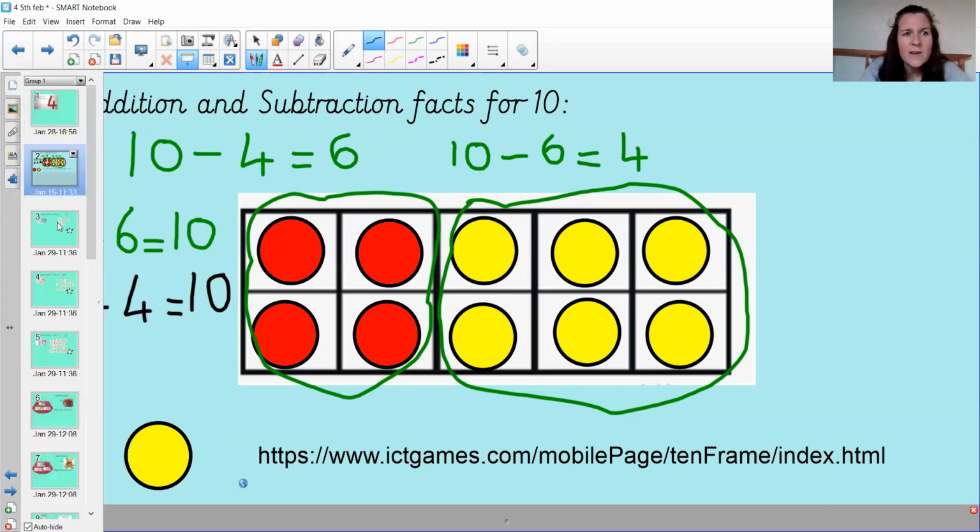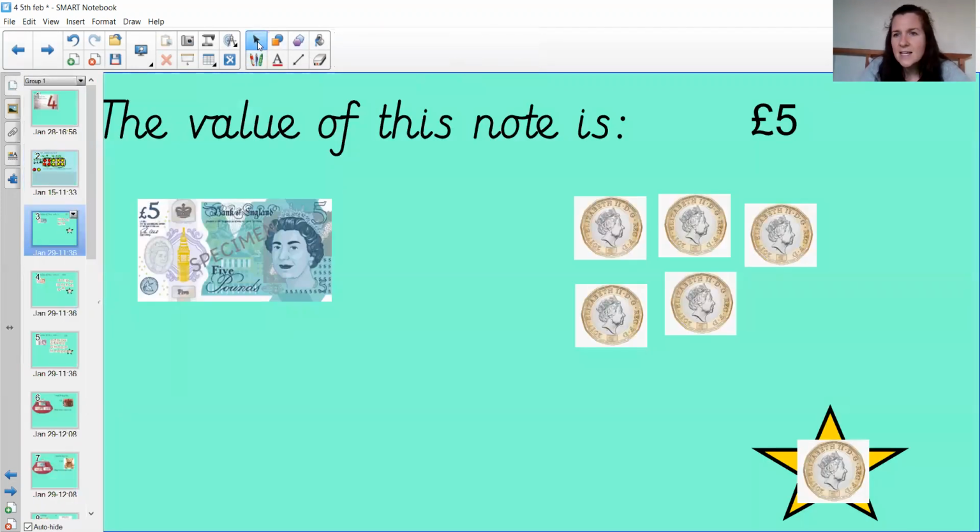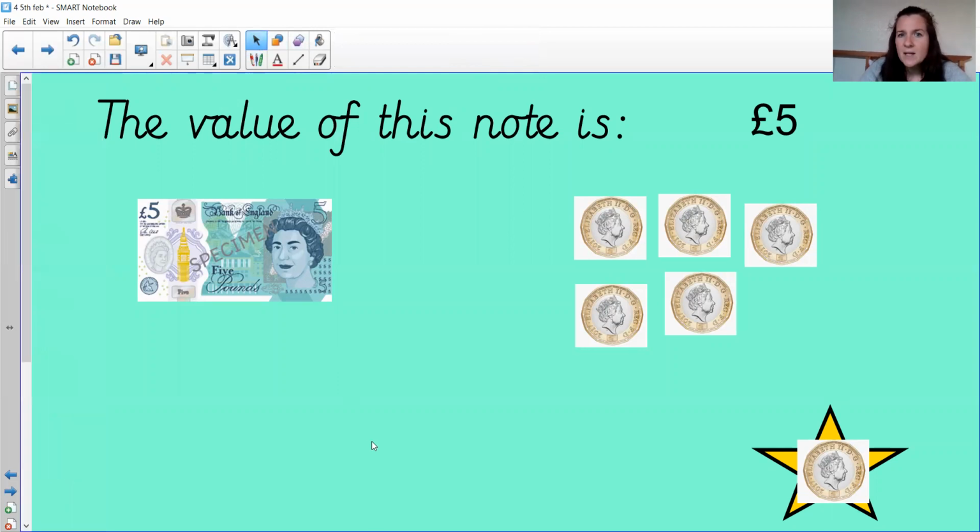Okay, right. So moving on, as I said, it's session 4 of money. What we're going to think about today is the value of our notes. What does that mean? Because yesterday Miss Osa talked to you about recognizing notes and what the different notes were. And today we're going to have a think about what those notes actually mean.